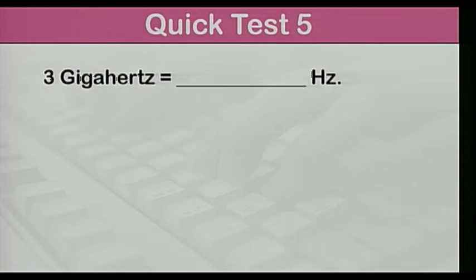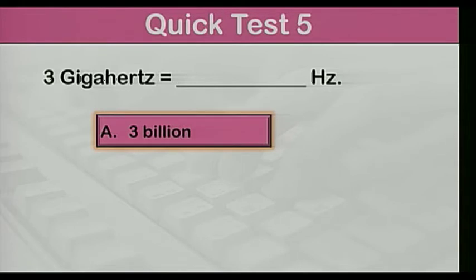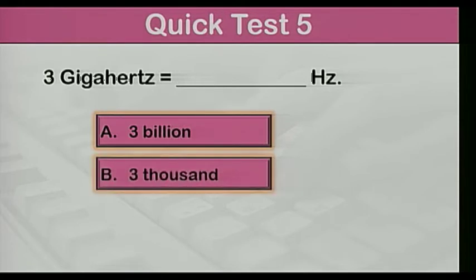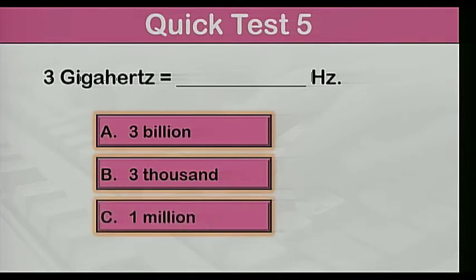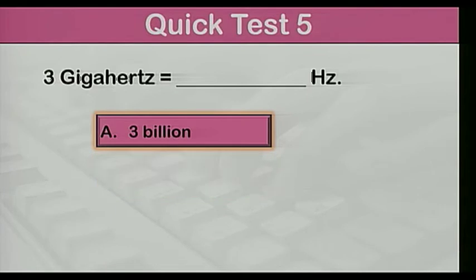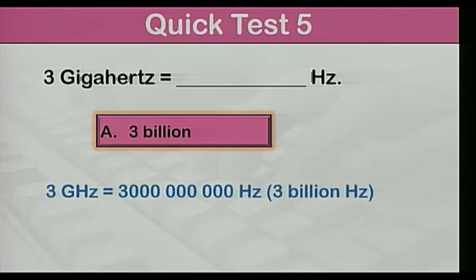Number 5. 3 gigahertz is equal to Option A, 3 billion Hz, Option B, 3000 Hz, or Option C, 1 million Hz. The answer is A. 3 gigahertz is equal to 3 billion Hz.